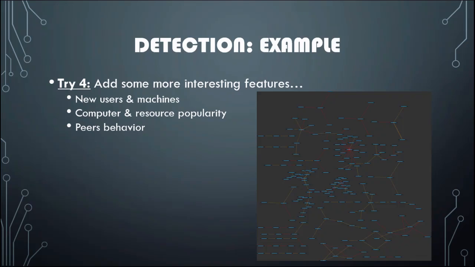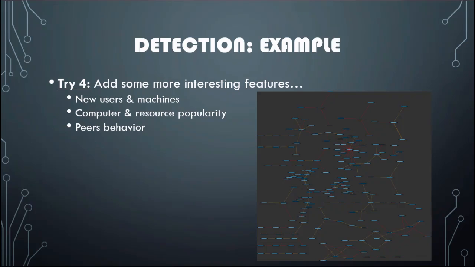So some more things that I did is take into account new users and computers which are added to the environment. Also, take a look at the computer and resource popularity, meaning how many users connect to the computer on a given day, and are those high-privileged users or not. Also, I took into account peers' behavior. So peers are users that have similar permissions and access similar resources. So if a user accesses a resource whose peers constantly access as well, it would not be considered as suspicious.